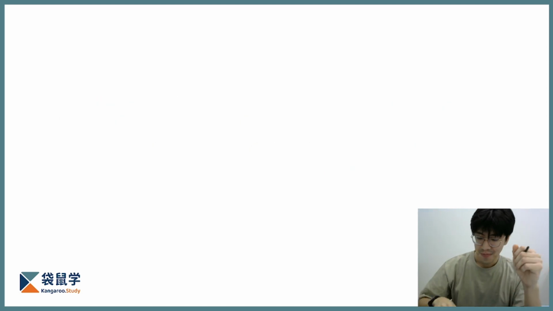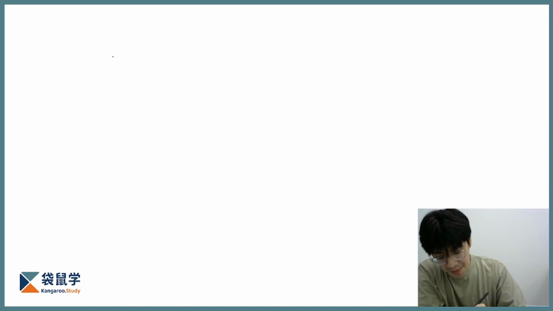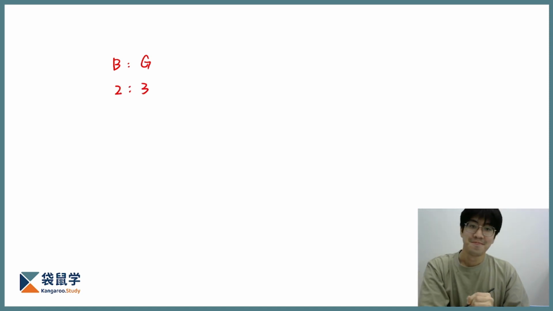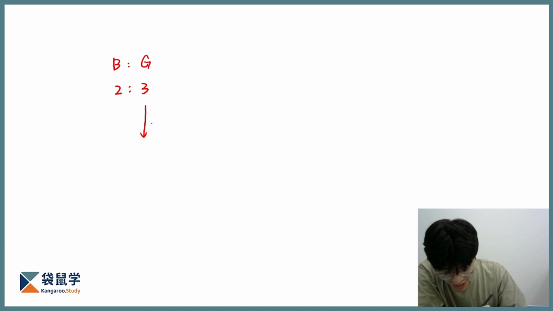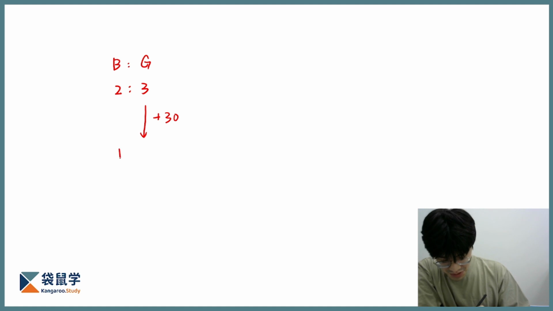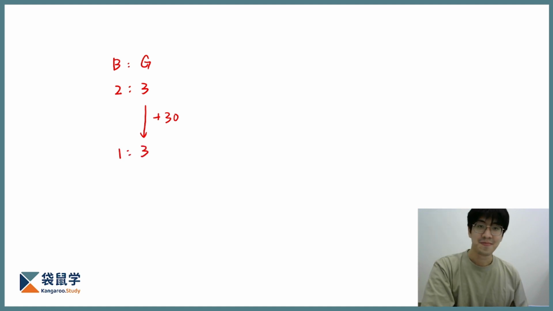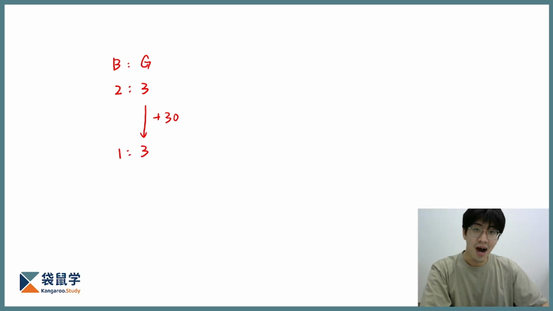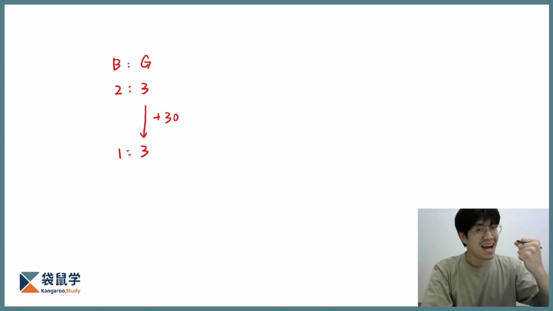Over here, I have the number of boys to girls in the ratio of 2 to 3. And after 30 girls enter the classroom, the ratio has become 1 to 3. And now, pause the video and find me the total number of students in the beginning. Let's see how we can solve it.